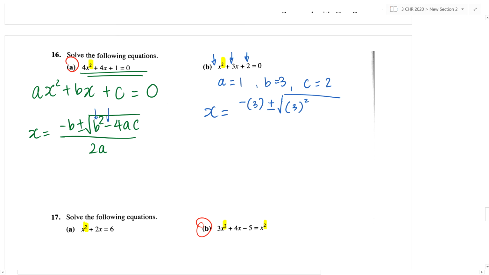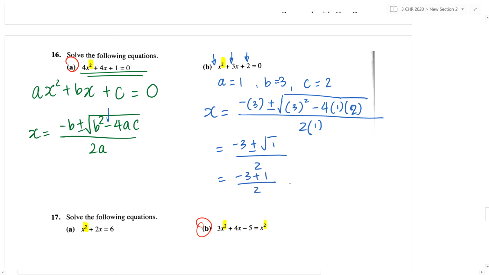Copy down the next line. The next part is a minus sign. Minus 4 times a, which is 1, and c, which is 2. All this is over 2 times a. A is equal to 1. Use your calculator to help you. 9 minus 8, which is 1, over 2. So I have two answers. By the way, square root of 1 is just 1. So I have minus 3 plus 1 over 2. The other answer is minus 3 minus 1 over 2.